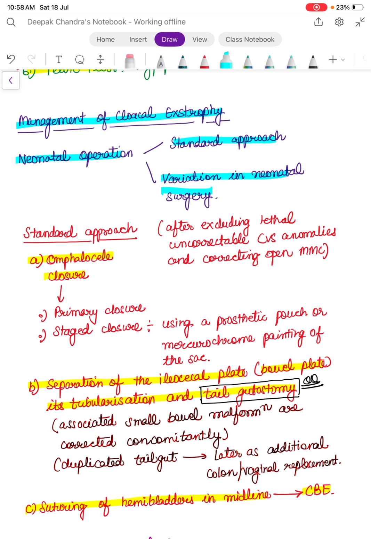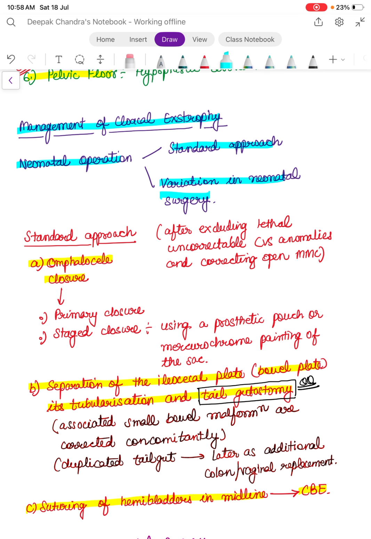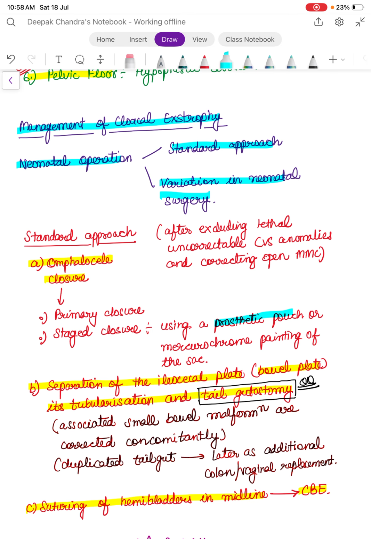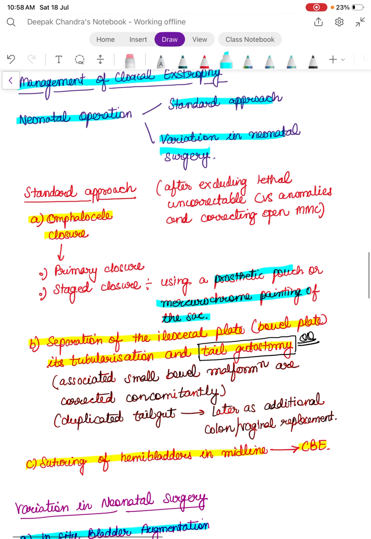So staged closure is usually achieved by prosthetic pouch placement or mercurochrome painting of the sac. Then this is followed by separation of the ileocecal plate, so the bowel plate, and later on tubularization of the segment is done, which is further brought out as an end stoma in the form of tail gut ostomy. So associated small bowel malformations are corrected simultaneously.